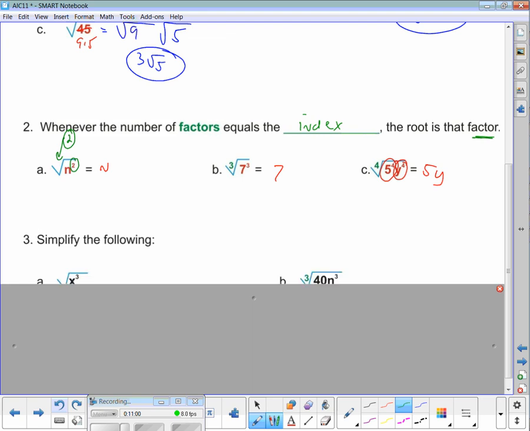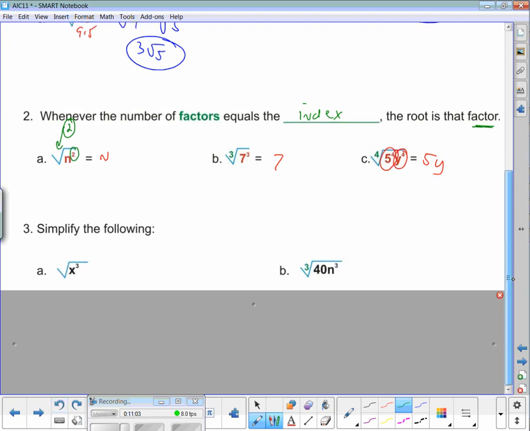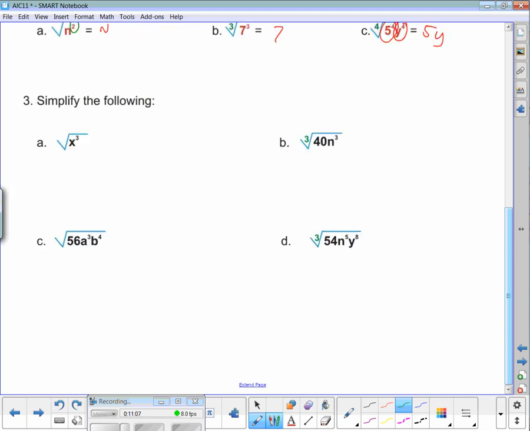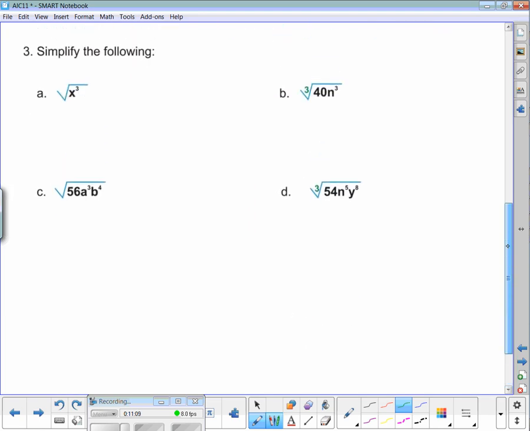All right, we'll find out in a minute. So simplify the following. First one's easy. Get rid of my shade so I can go higher. All right, first one's pretty easy. Well, maybe not, right?